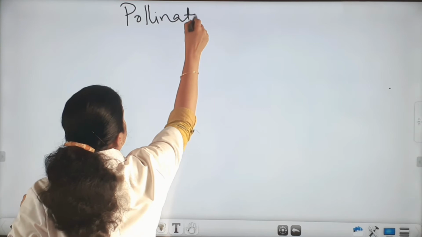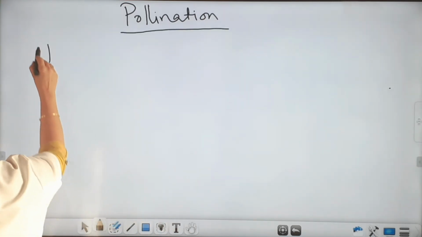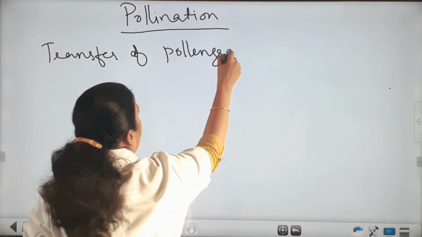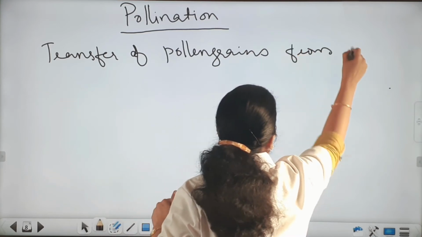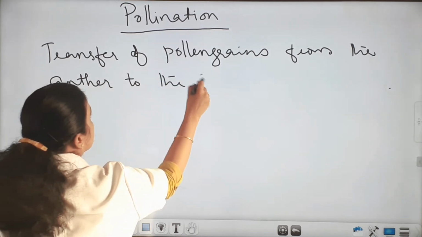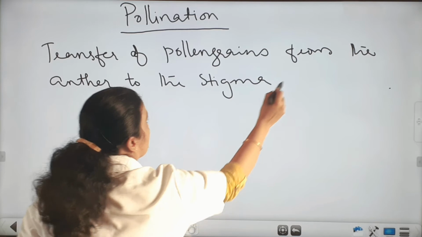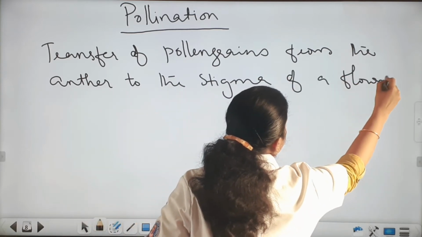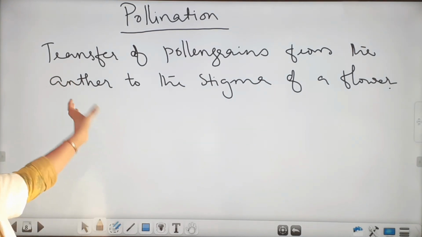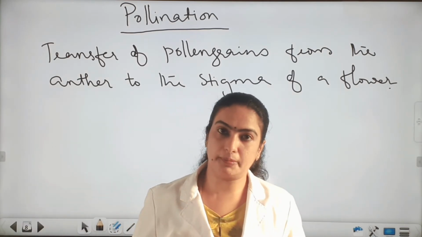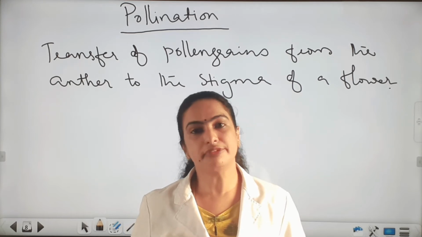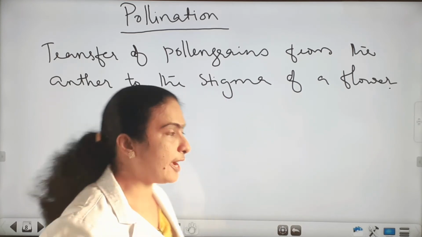Pollination. So, pollination is the transfer of pollen grains from the anther to the stigma of a flower. Okay, so we can say the transfer of pollen grains from the anther of a stamen to the stigma of a pistil of a flower. So this is pollination. And this pollination is followed by fertilization. Let's see which are the types of pollination.